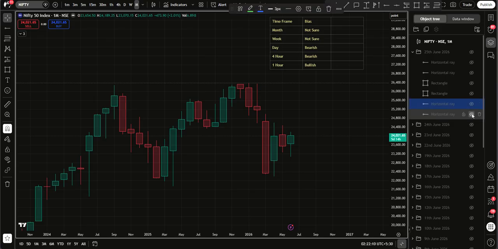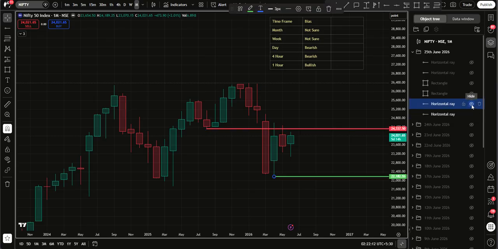There are two important levels to look out for. One is where the sellers are and one is where the buyers are. It's pretty simple: the swing lows. So this is where the sellers are, and this is where the buyers are.